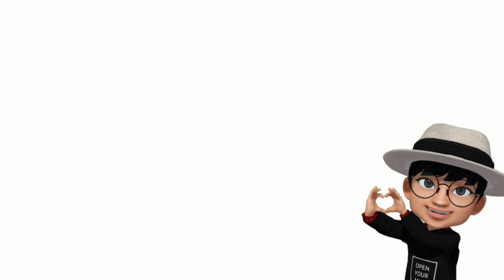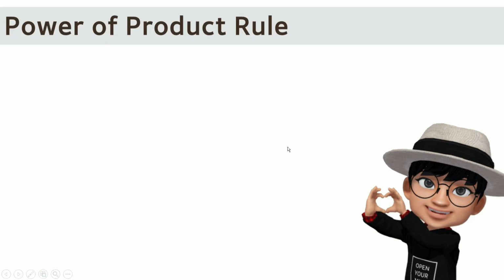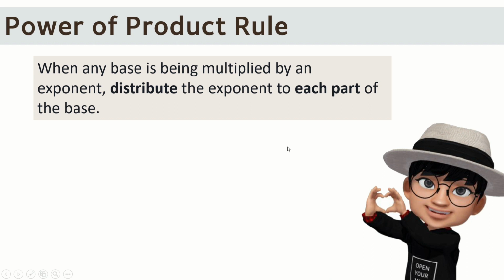Let's proceed with our last law for today, which is called the power of a product rule. When any base is multiplied by an exponent, distribute the exponent to each part of the base. So for example, let's say we have a raised to m and b raised to n, raised to another power p. What we're going to do is simply distribute the exponent to each part of the base. So that is a raised to m p, b raised to n p.